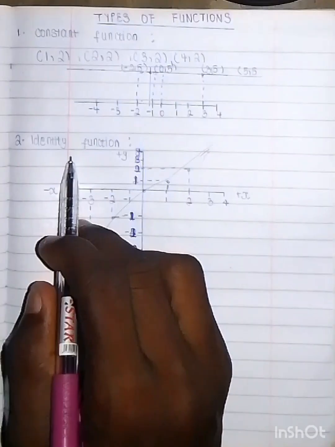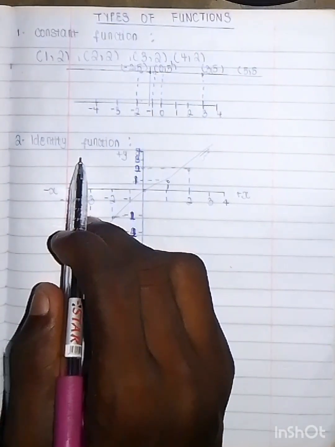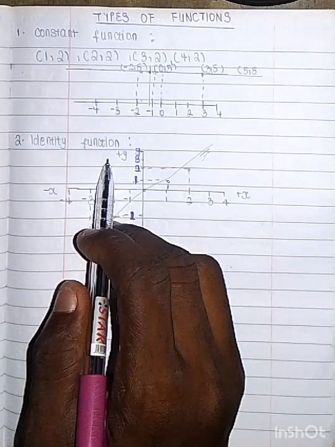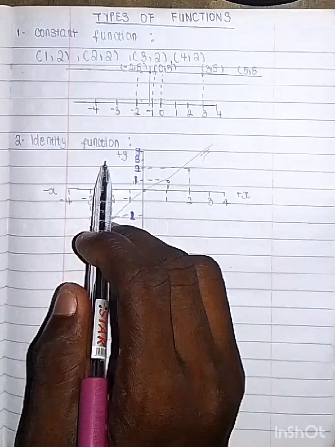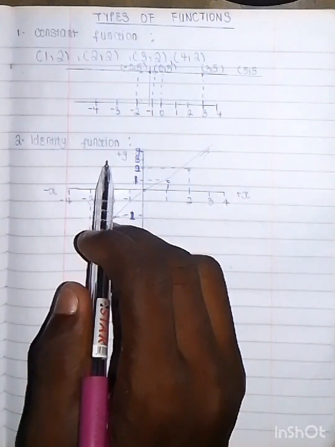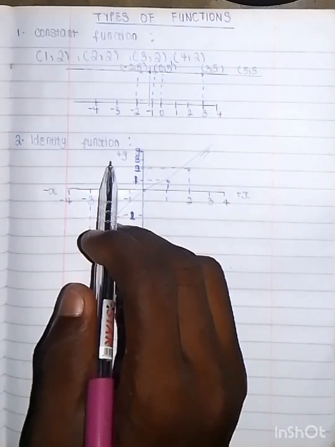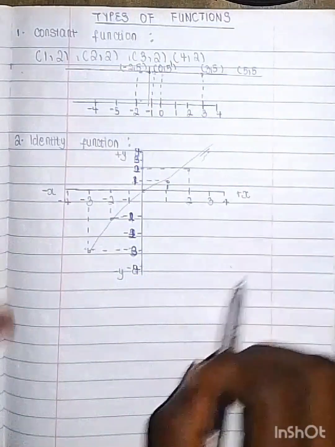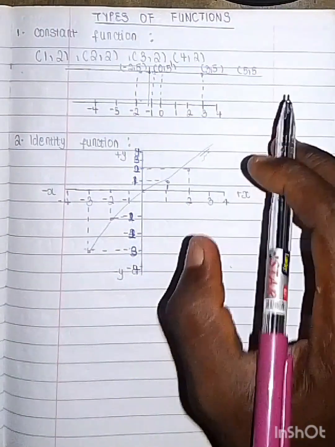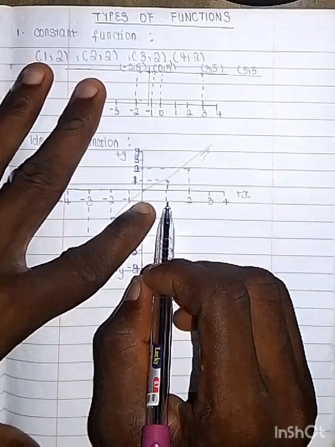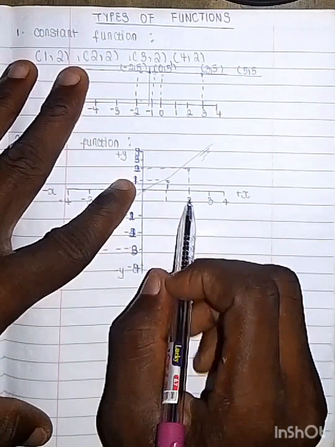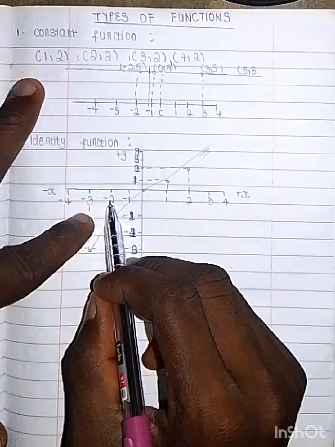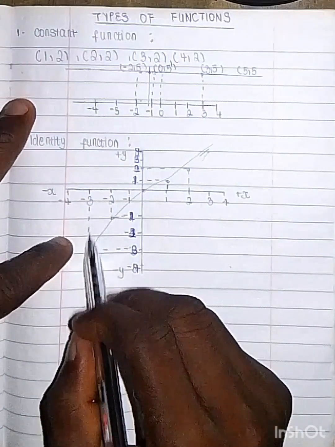Number 2, we have the identity function. An identity function, often defined as f(x) = x, is a mathematical function that returns the same value that was used as its input, effectively leaving it unchanged. Now, do not mind my graph, just follow what I'm about to say. You can see here that when x is equal to 1, y is 1, x is equal to 2, y is 2, x is equal to -2, y is -2, x is equal to -3, y is -3.